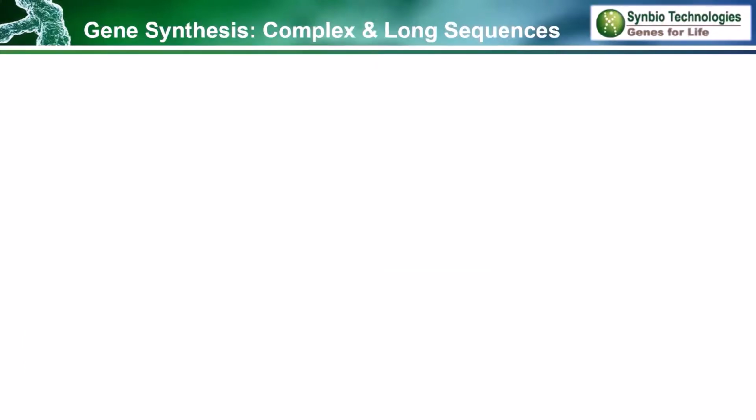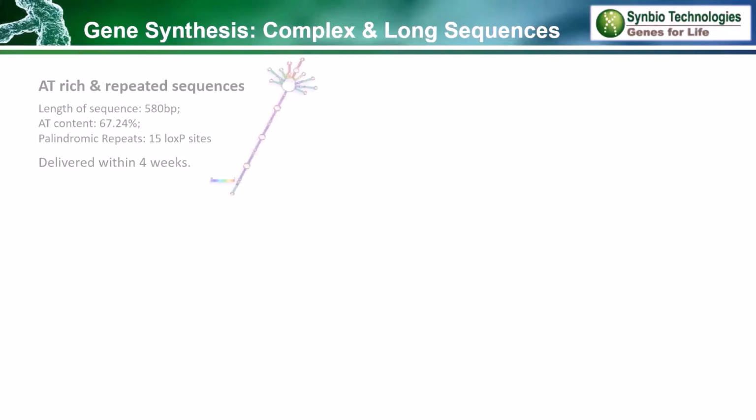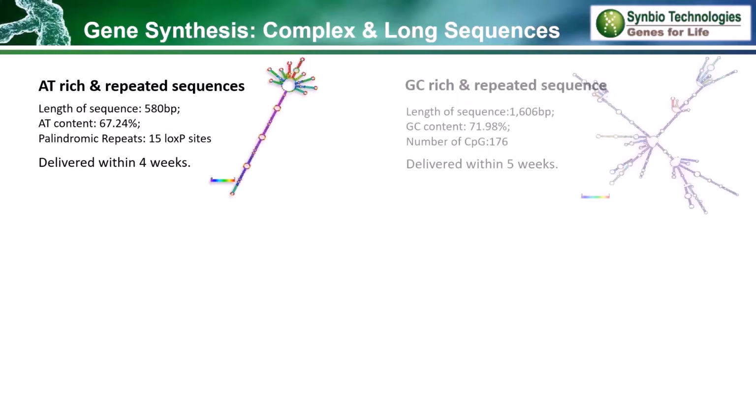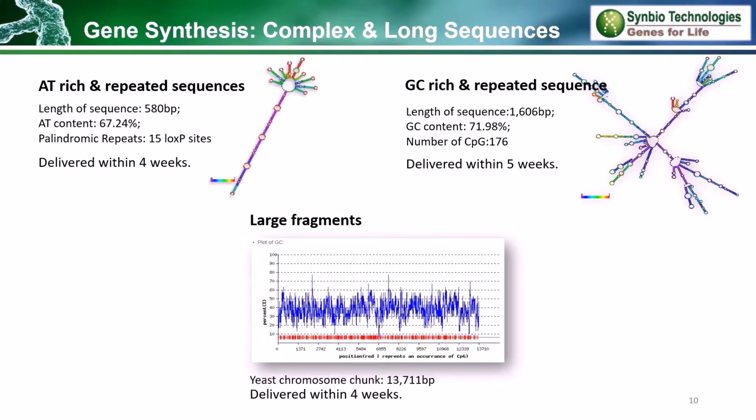So now let's look at some case studies where we had complex and/or long sequences to synthesize. Here's one that's only 580 base pairs, but it has 15 LOXP sites, creating a lot of secondary structure. We were able to successfully deliver this within 4 weeks. Again, we have one that's 1600 base pairs, but it has a high concentration of GC at 72% and 176 CpG residues. We were able to successfully synthesize this and deliver it within 5 weeks. And we're also capable of handling large fragments. So here's one that's almost 14,000 base pairs, and we were able to deliver this within 4 weeks.